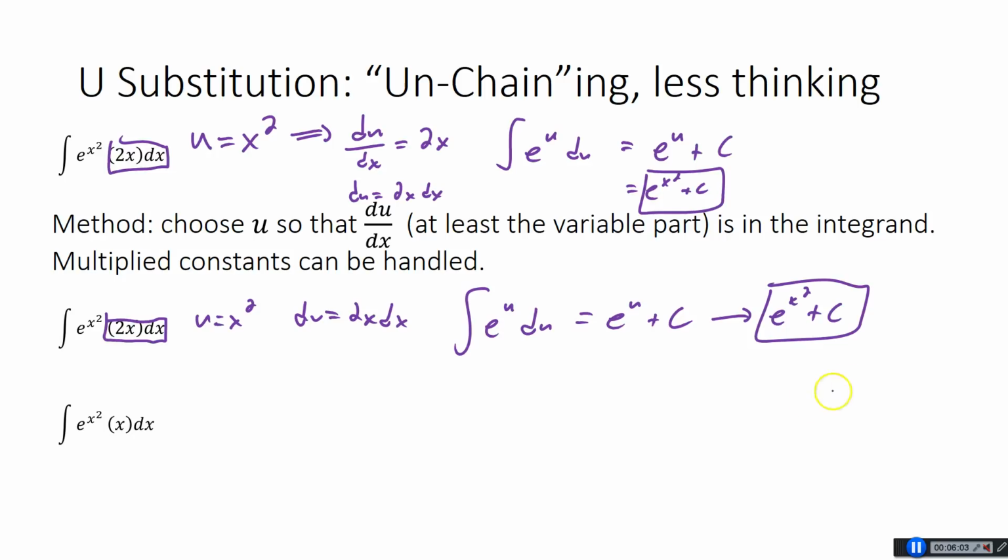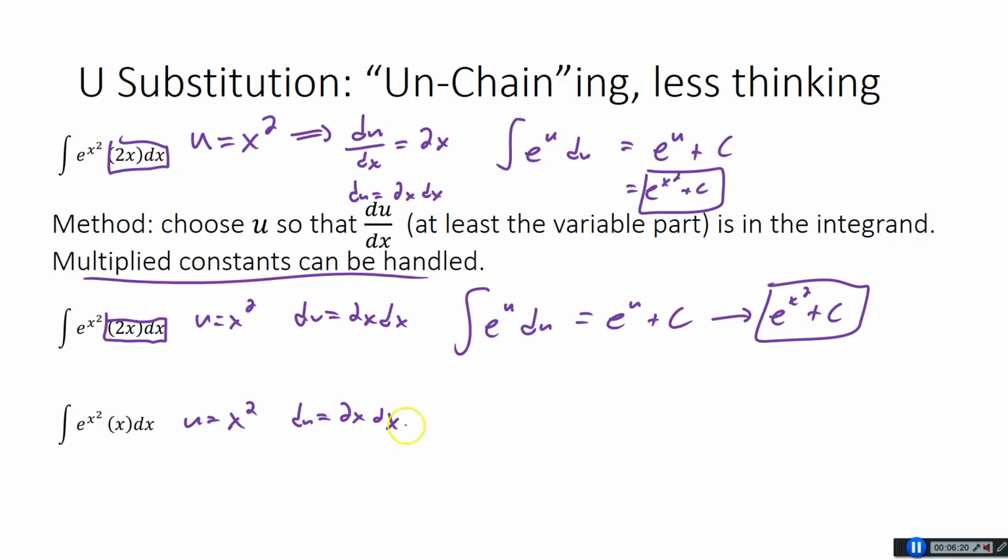Okay. So now I talked about multiplied constants. Multiplied constants can be handled. What that means is here, I have e to the x squared times x dx. I'm still going to use u equals x squared. We're going to talk in the next slide about how to choose your u values. Du then is 2x dx. You say, wait, there's no 2.